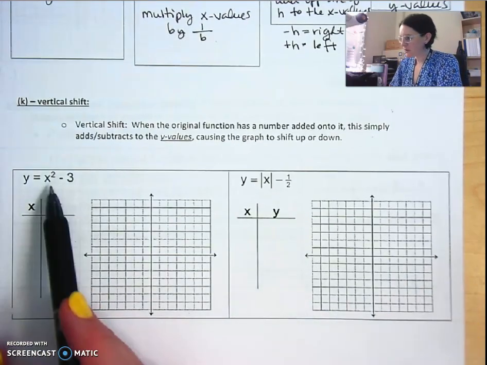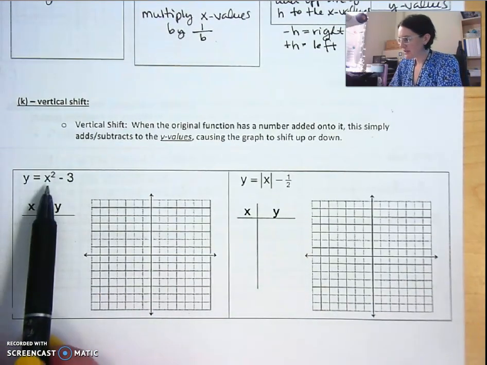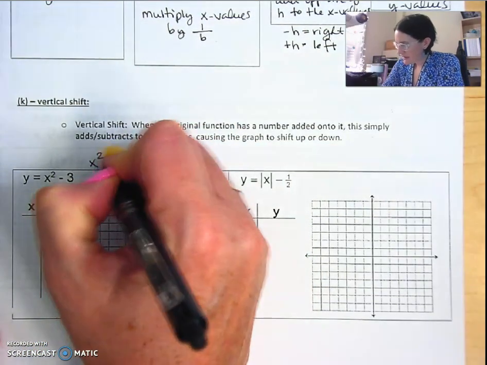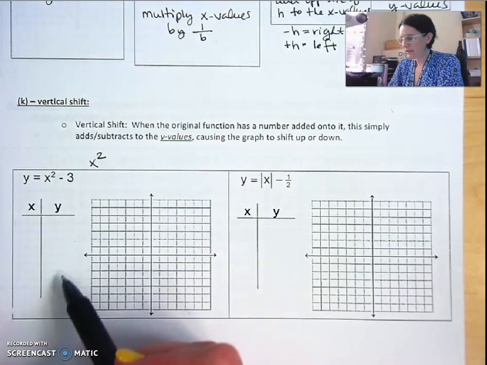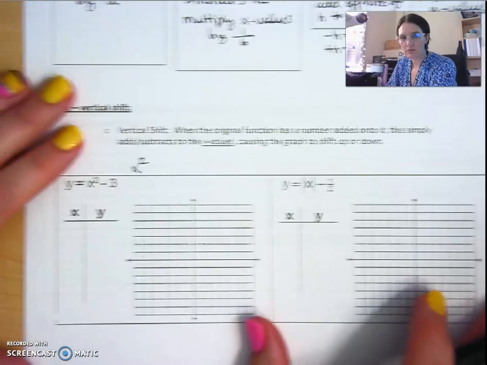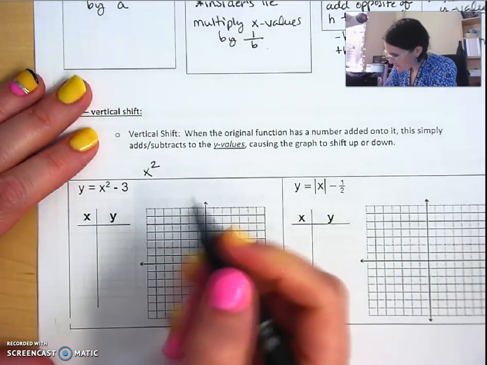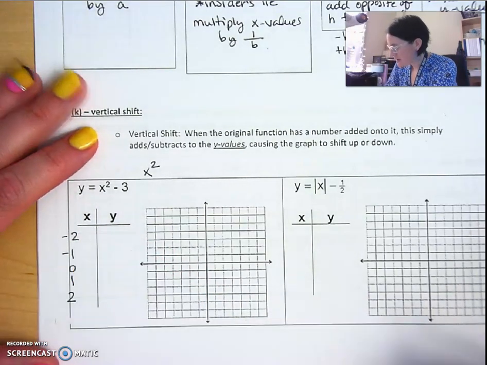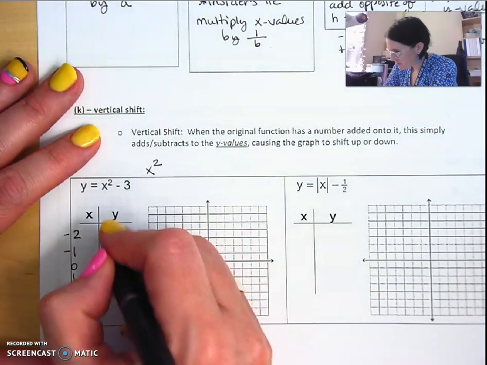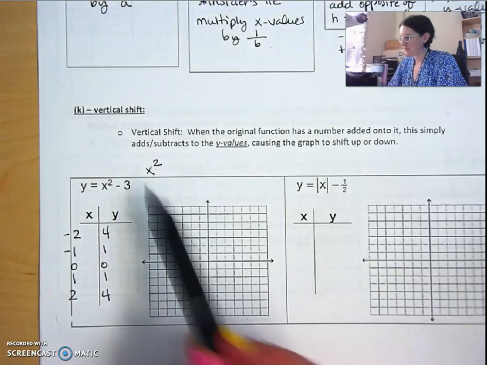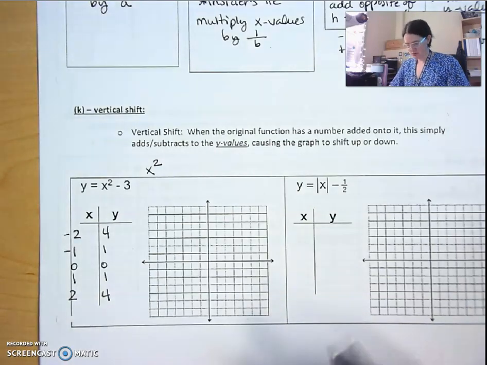So here we have x squared minus 3. You can tell because of the square that my parent function was x squared. And what I'm going to do is fill in my domain and range, the parent points that we did on that yellow sheet the other day. So I'm going to put -2, -1, 0, 1, 2, and my y values were 4, 1, 0, 1, 4, because that's what we get after we plug it into x squared and square it.